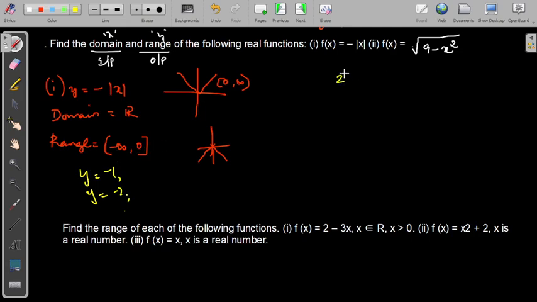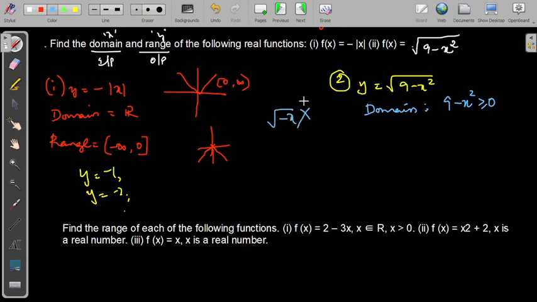Now second function, y equal to square root of 9 minus x square. This is the value within the square root. We know that square root is defined only when the value within the square root is positive. So 9 minus x square should be greater than or equal to 0. That is the domain, domain means possible inputs for the function. Square root of minus x is not defined. Square root of negative number is imaginary. Therefore, domain of the function is all possible values of x, which will make the entire value positive or 0.